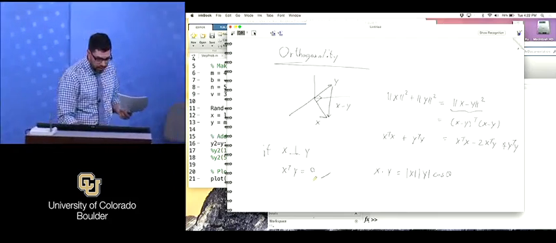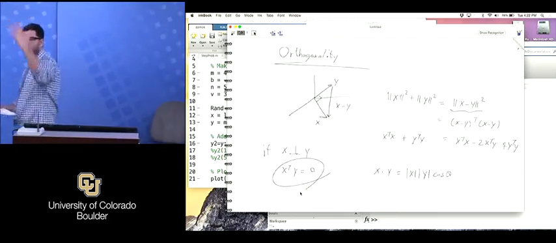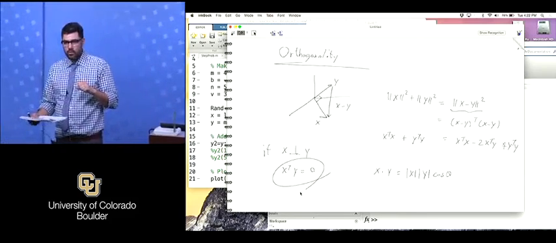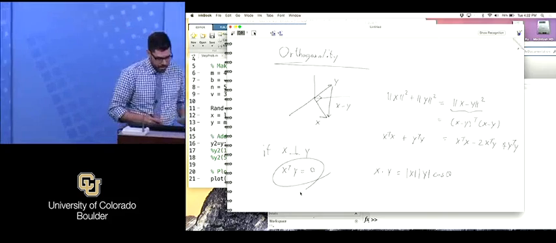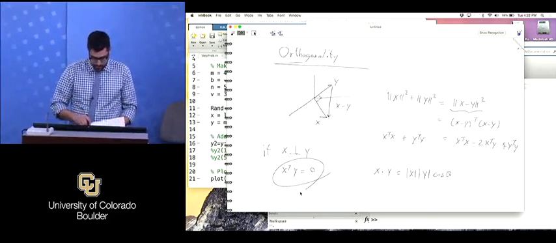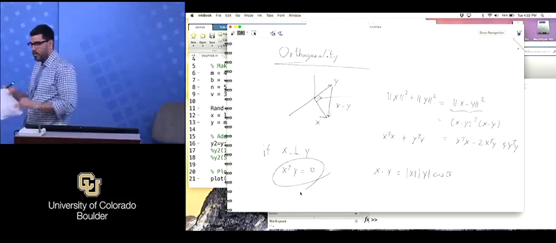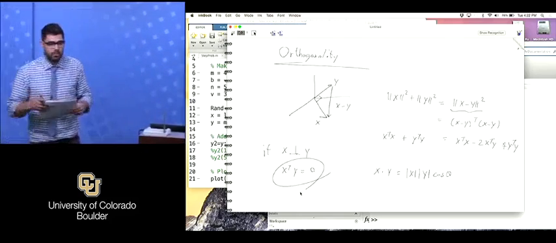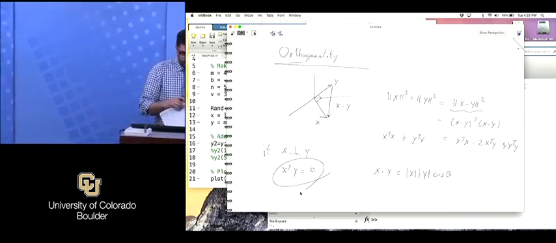But the cool thing is this is true for higher dimensional vectors. So we're going to use that. That's a very powerful little tool. All right. Now let's look at another problem.